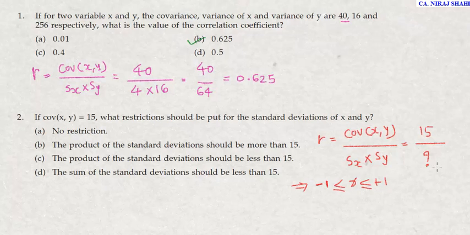So in this case, if my multiplication of sx and sy is a number less than 15, then the answer would be greater than 1, which is not possible here. So what I can say is the multiplication of sx into sy must be greater than 15. It can be equal to 15 also, but in general it must be greater than 15. So our answer here is that the product of standard deviations should be more than 15. So the answer is B here.